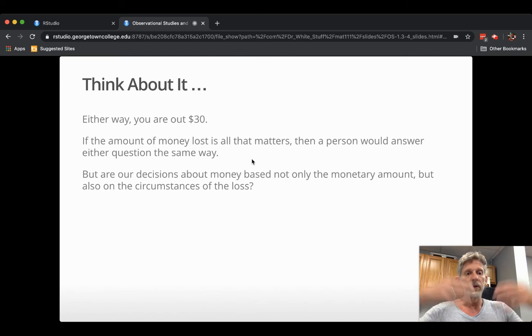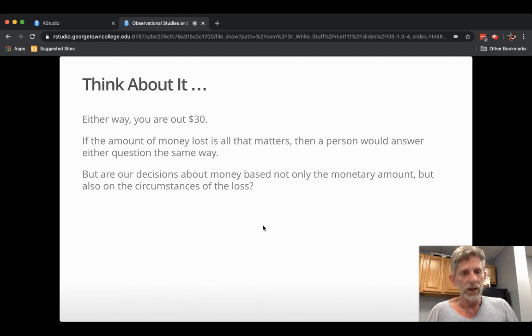A person who is kind of willing to spend money would say yes, whichever question she were asked. A person who's less willing to spend money would say no to whichever question she was asked, if money is all that affects our thinking about spending in situations like this. But could it be that our decisions about money are based not only on the monetary amount that's at stake, but also on the circumstances in which the money was lost?